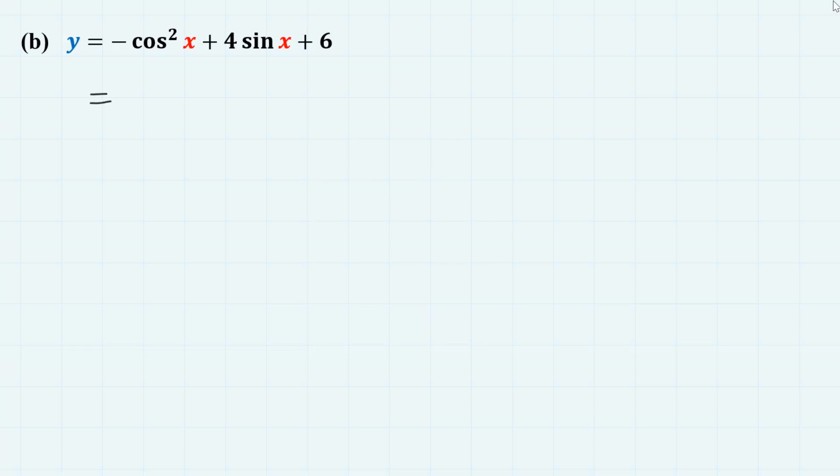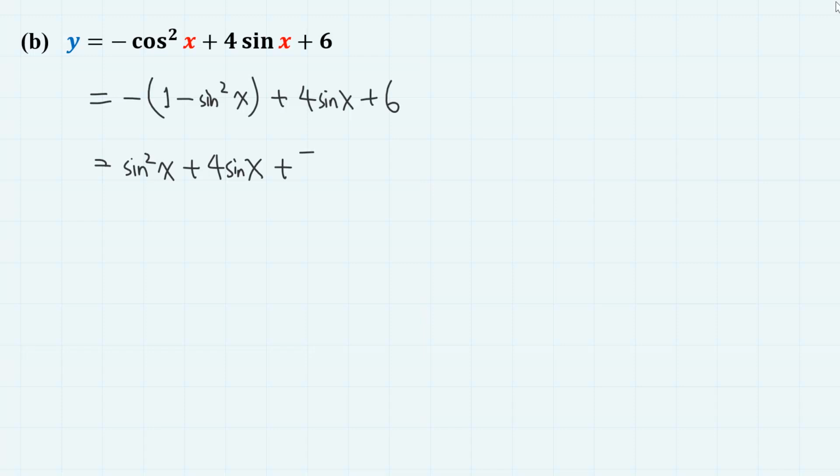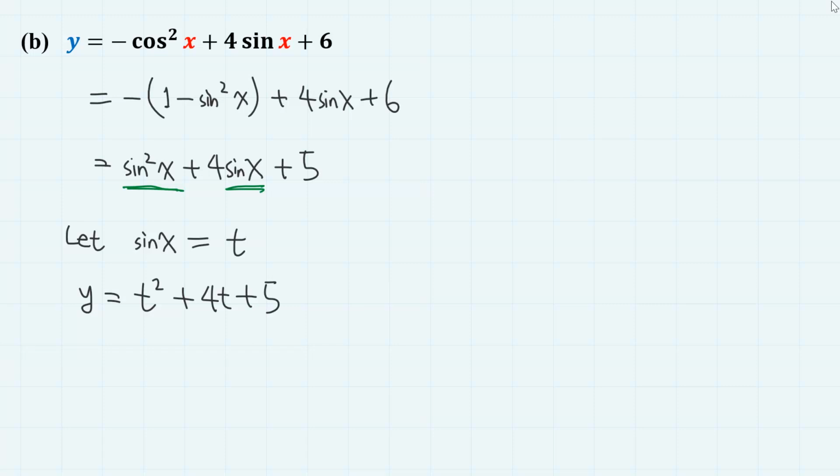For the second problem, first, let's change this cosine squared x into 1 minus sine squared x. Therefore, we have minus sine squared x plus 4 sine x plus 5. Now the function is expressed in terms of sine x, so we can make a substitution sine x equals t. Then, y equals t squared plus 4t plus 5. This is the same quadratic function as in problem A, so we can complete the square in the same manner to obtain (t plus 2) squared plus 1.